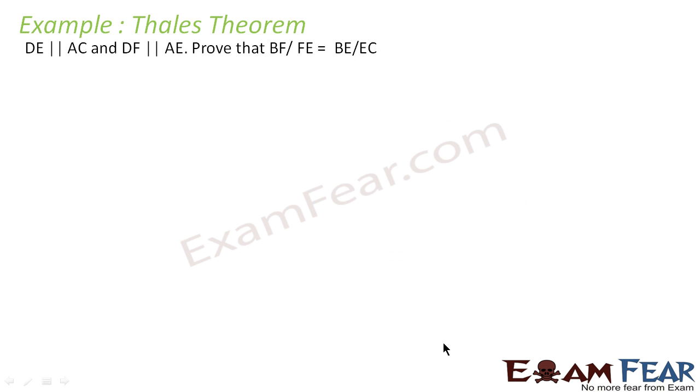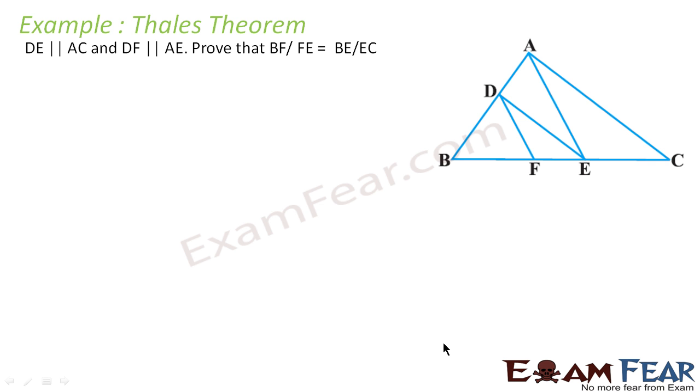We'll take one example. DE is parallel to AC. In this figure, DE is parallel to AC and DF is parallel to AE. We have to prove that BF by FE is equal to BE by EC. Let's try to understand this problem.